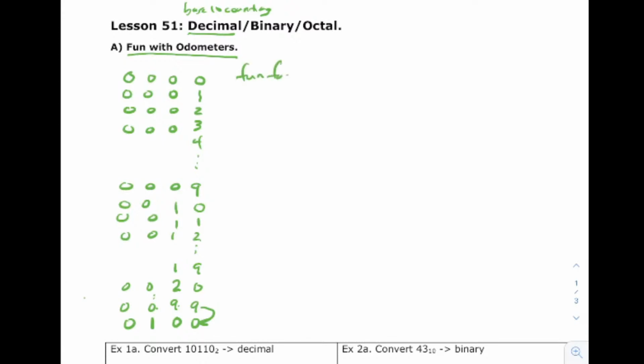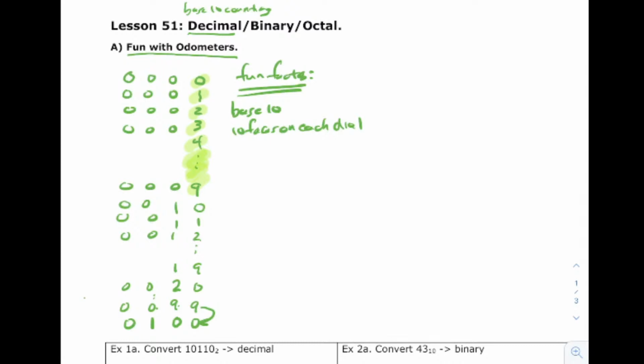Fun facts about the decimal system, decimal counting system. One fun fact is it's called base 10. Another fun fact, base 10 means 10 faces on each dial. In other words, this dial has a 0, a 1, a 2, a 3, a 4, a 5, a 6, a 7, a 8, a 9. If you count that up, that's 10. That's 10 different faces. So there's 10 faces on each dial.